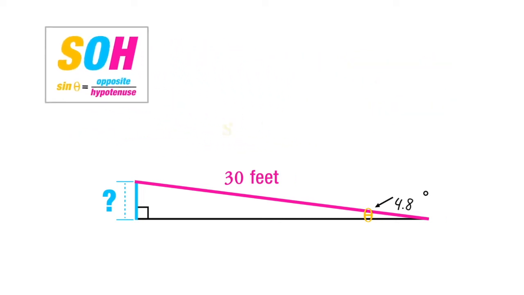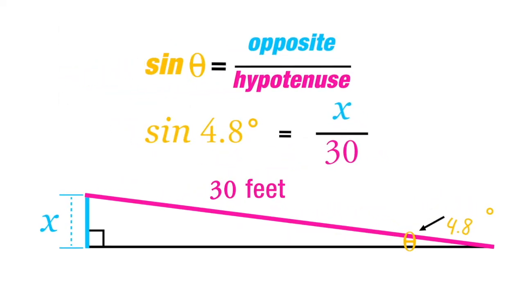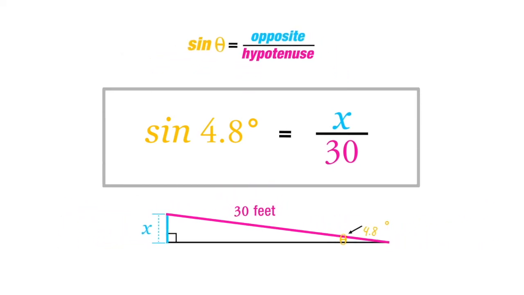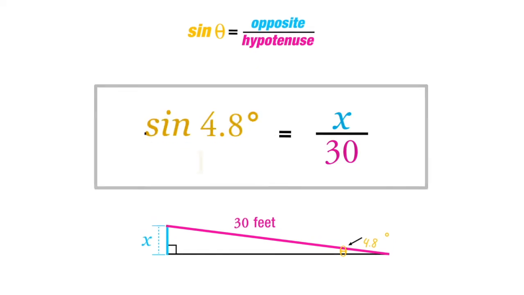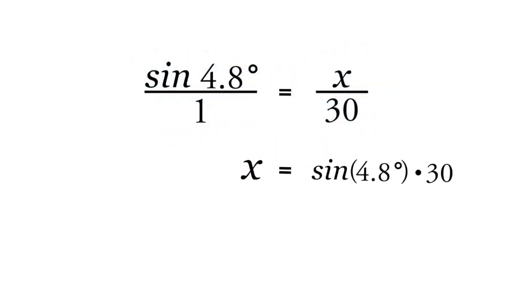So we're going to say that the sine of the angle, 4.8 degrees, is equal to some number, we'll call it x, divided by our hypotenuse, 30. So our opposite is x, and our hypotenuse is 30. Now, when I see a situation like that, sometimes I like just to make it into a ratio where we can cross multiply. So let's do that. We can say that sine of 4.8 degrees is actually sine of 4.8 degrees over 1. And then we can cross multiply. So we can see that x is equal to sine of 4.8 times 30.